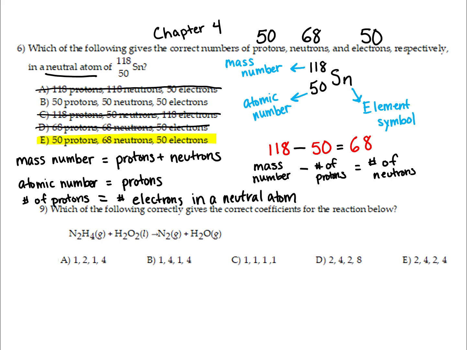Number 9. Which of the following correctly gives the correct coefficients for the reaction below? This is from chapter 7, balancing equations. Let's see what we're starting with. We've got nitrogen, hydrogen, and oxygen.